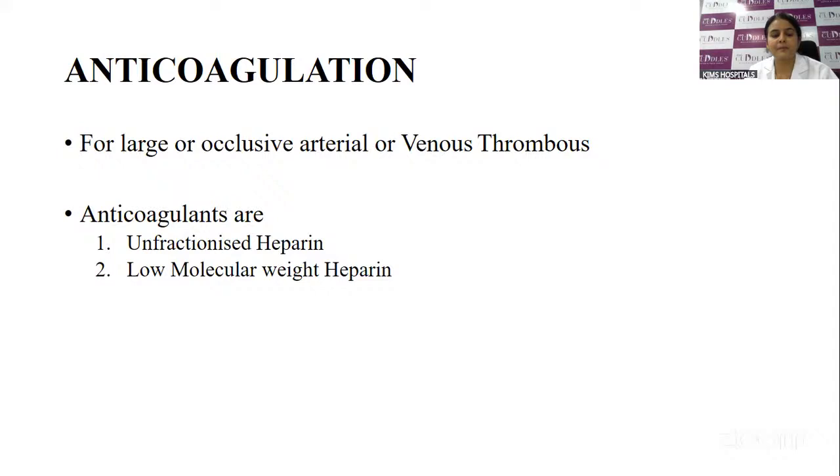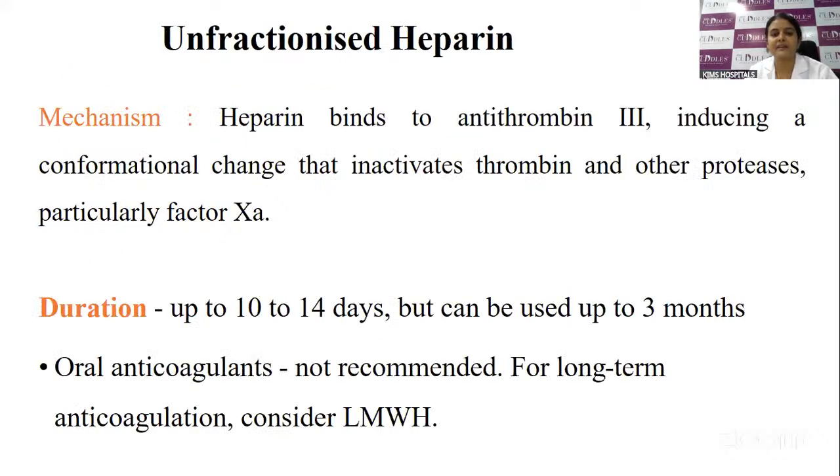Coming to anticoagulation therapy, it is usually indicated for larger occlusive arterial or venous thrombus. The anticoagulants that are used are unfractionated heparin and low molecular weight heparin. For unfractionated heparin, the mechanism is that heparin binds to antithrombin 3 and causes conformational changes that inactivate thrombin and other proteases, particularly factor 10A. Unfractionated heparin has to be given for a duration of 10 to 14 days and can also be used for up to 3 months maximum. Oral anticoagulants are usually not recommended in neonates, but if long-term anticoagulation is required, then we can consider low molecular weight heparin.